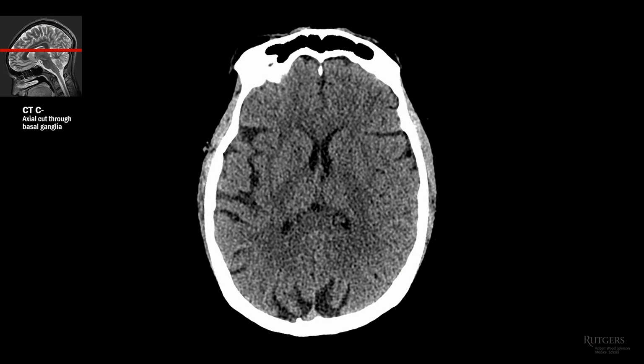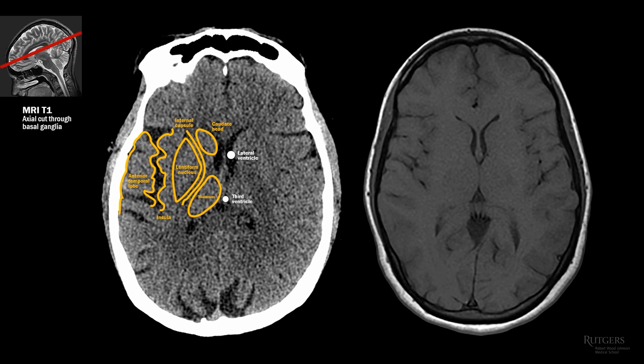Scanning lower down, now we're at the level of the basal ganglia. Lateral ventricle is in the middle. Head of caudate is next to the frontal horn of the lateral ventricle. Thalami are separated by the third ventricle. Head of caudate and thalamus are separated from the lentiform nucleus by the internal capsule. More laterally, you will find the insular cortex covered by the anterior temporal lobe.